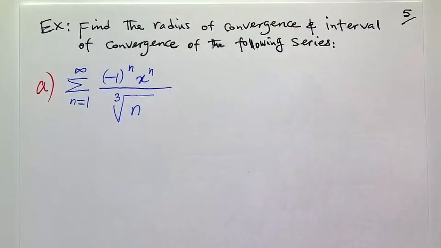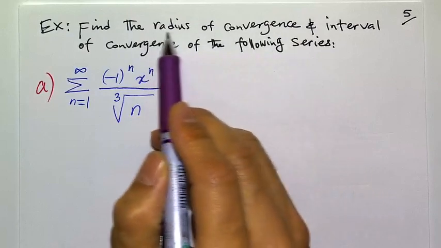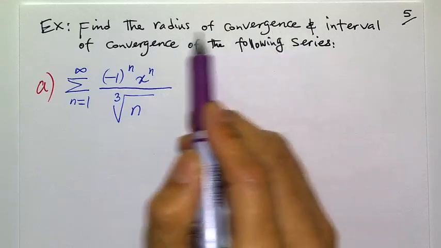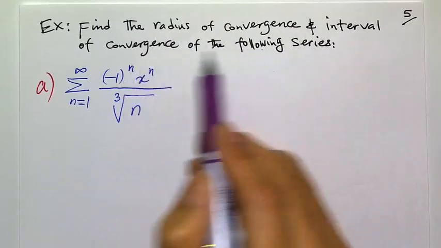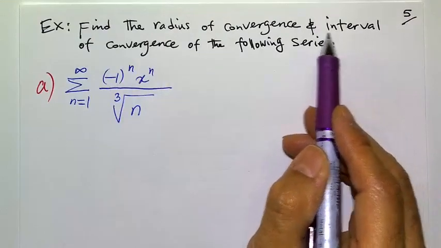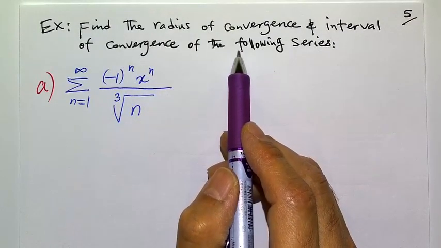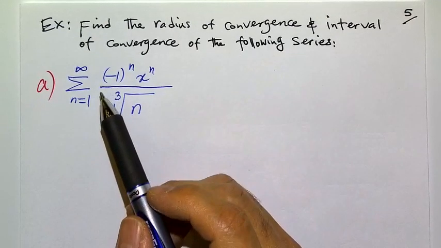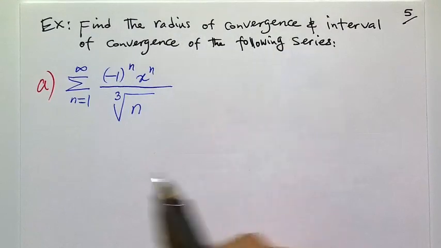So we know that for the radius of convergence, we have to use most likely the ratio test, if not the root test. But for the interval of convergence, for the endpoints of the interval of convergence, we have to use other tests. Okay? So first let's apply the ratio test to find the radius of convergence.